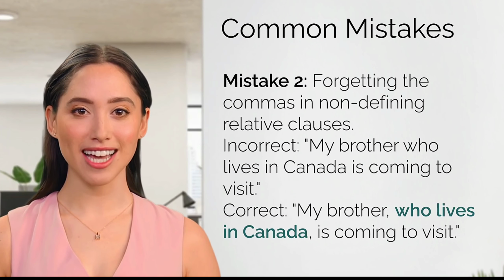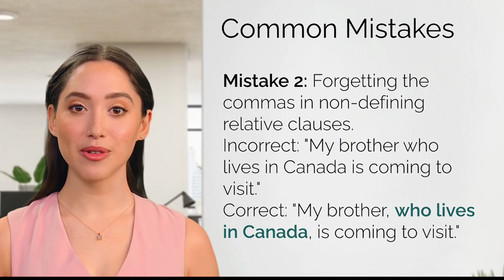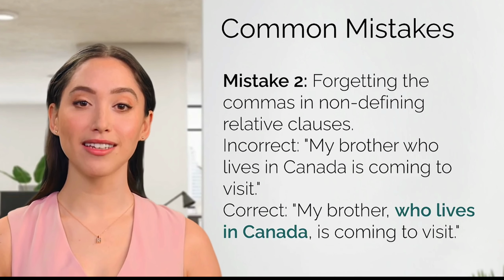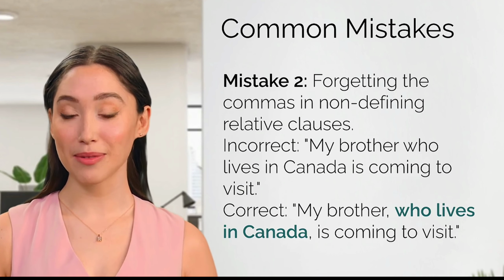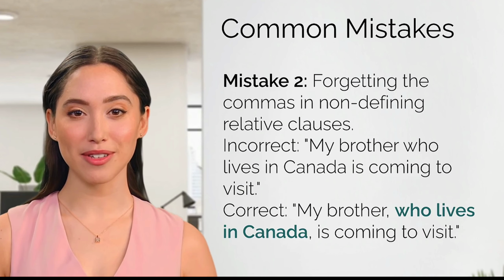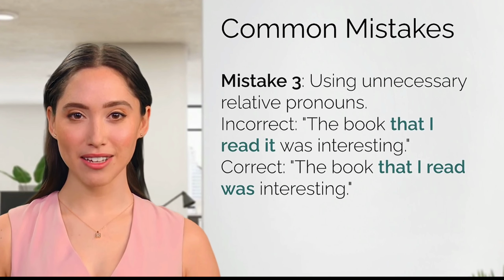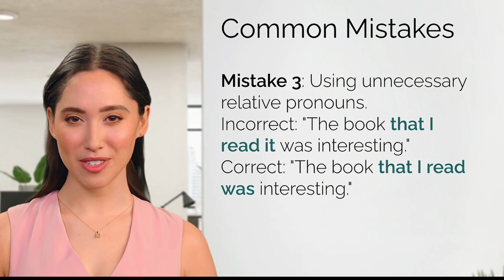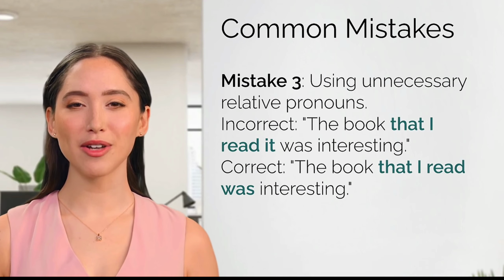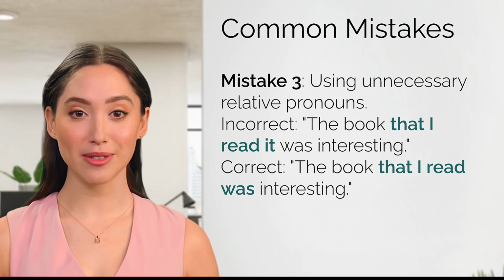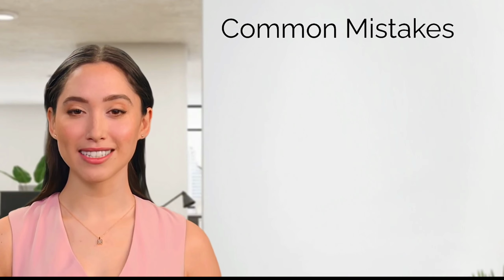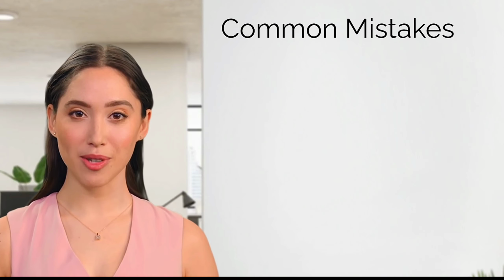Mistake 2, forgetting the commas in non-defining relative clauses. Incorrect. "My brother who lives in Canada is coming to visit." Correct. "My brother, who lives in Canada, is coming to visit." Mistake 3, using unnecessary relative pronouns. Incorrect. "The book that I read it was interesting." Correct. "The book that I read was interesting." Remember these tips and your relative clauses will always be correct.